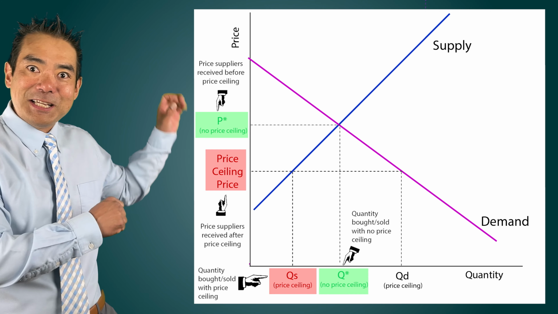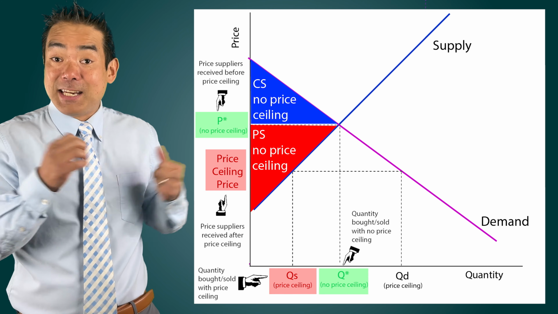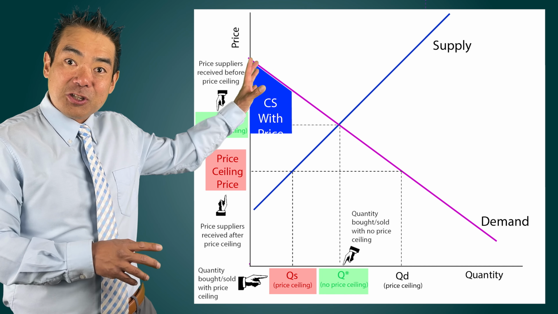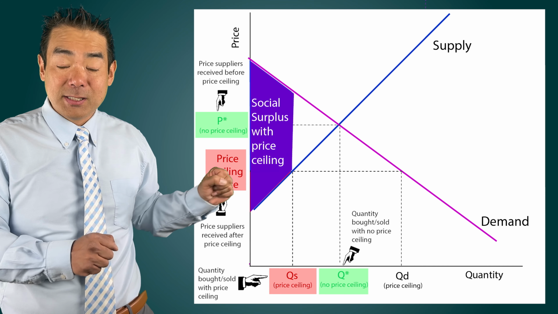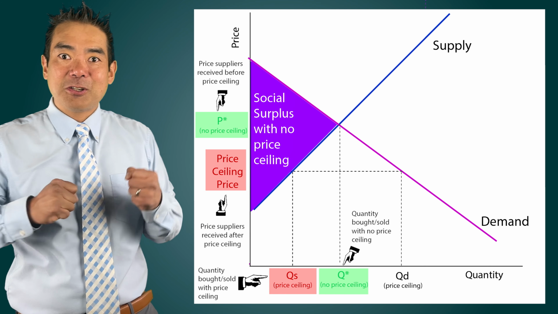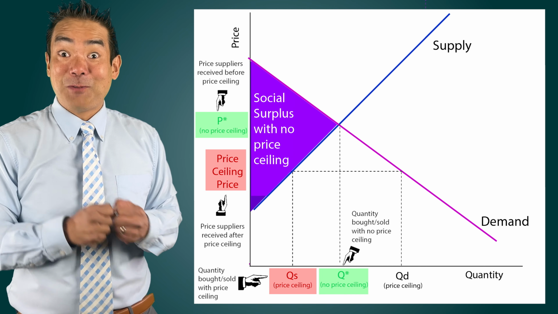Okay, altogether we can see that this is producer surplus and this is consumer surplus when we have no price ceiling. Added together, we call it social surplus with no price ceiling. This is consumer surplus and this is producer surplus with the price ceiling. Added together, this is social surplus with the price ceiling. Social surplus with no price ceiling, social surplus with a price ceiling.